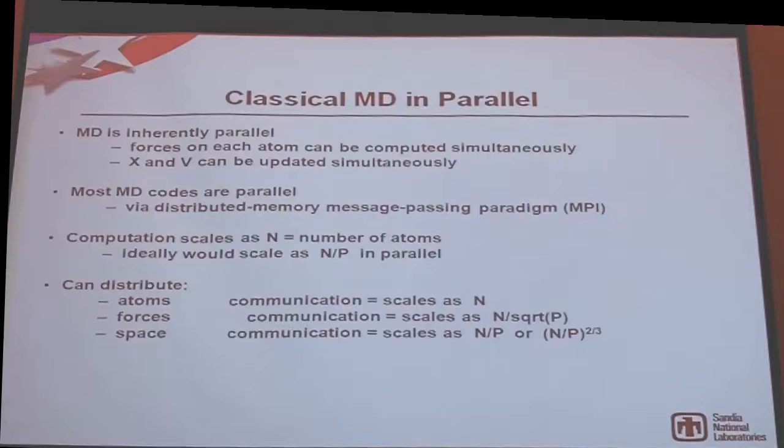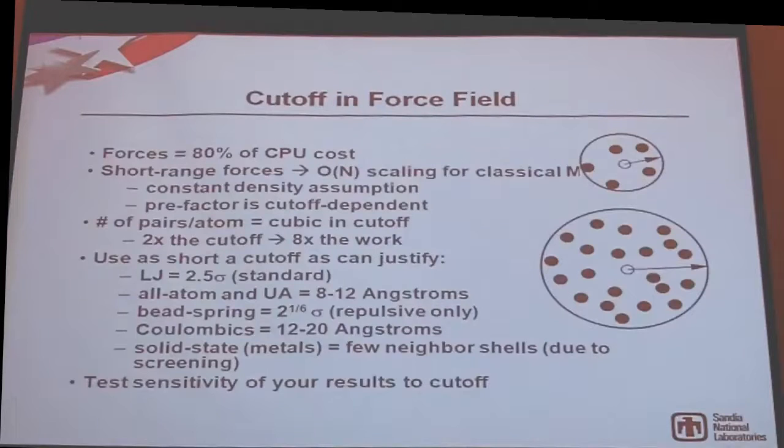So the computation should scale according to n, the number of atoms, and ideally in parallel would be the number of atoms divided by the number of processors that you throw at it. And we could distribute the calculation by atoms, by forces, or spatially, and the communication will scale accordingly. So there's different ways that we can break up the work, and we may even be able to exploit more than one method of parallelism to get additional speed up in parallel.